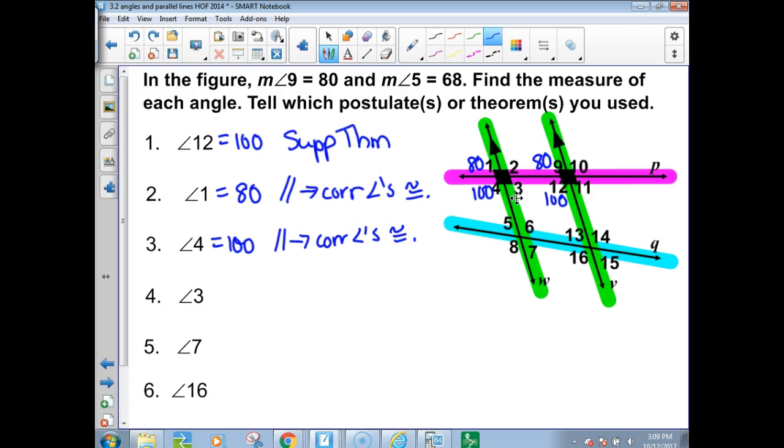What's angle 3? It's 80. Now I'm going to use the fact that angle 9 was 80. Angle 3 is 80 because parallel lines imply angle 9 and angle 3 are alternate interior angles, and they are congruent.